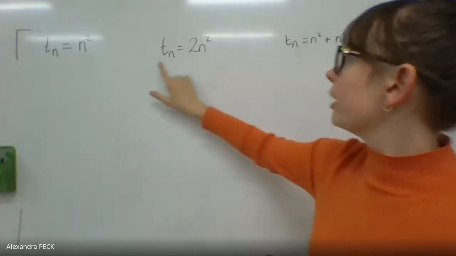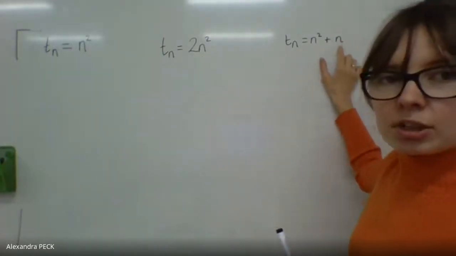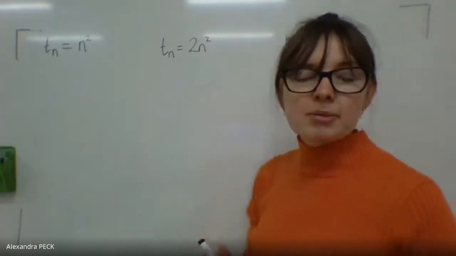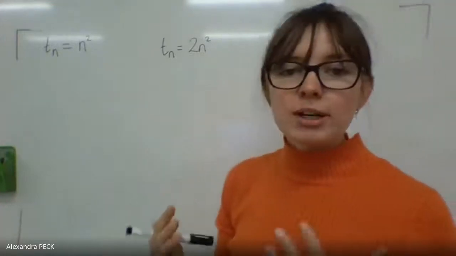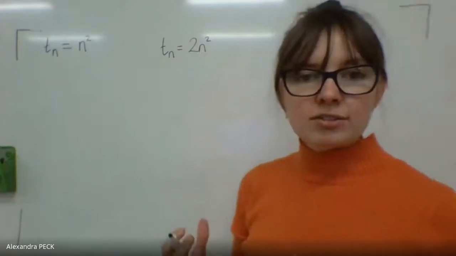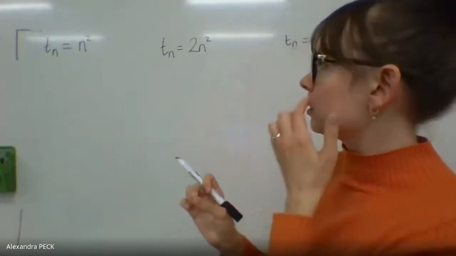So here we've got n squared, 2n squared, and n squared plus n. Even though we've got an n here, we've got n squared. So squared is the highest power. That means it's quadratic. Okay, quadratic, remember, always relates to having squared as the highest power. Let's write out these sequences and also have a look at how we can recognize, just by seeing the numbers in the sequence, that this is quadratic.